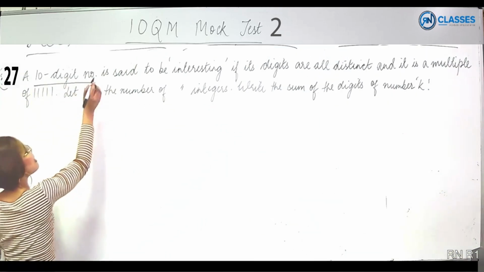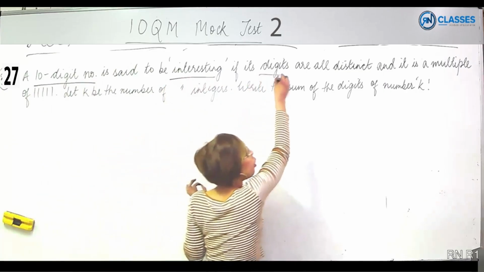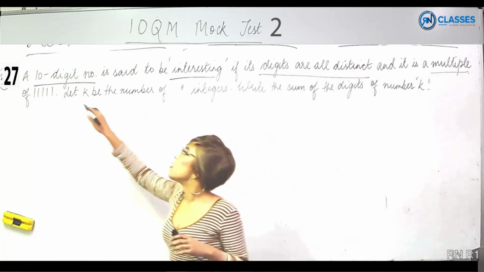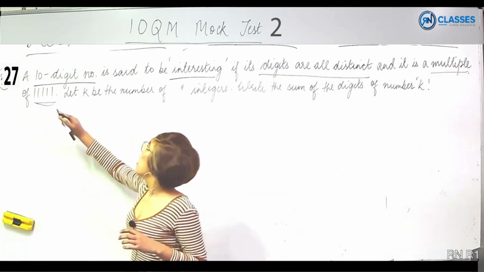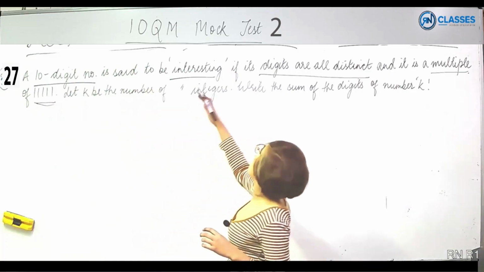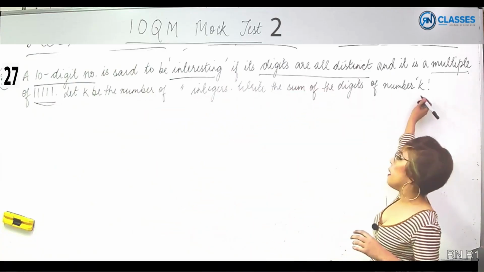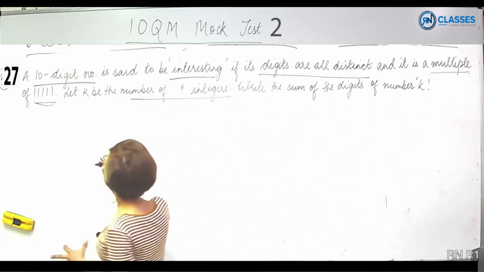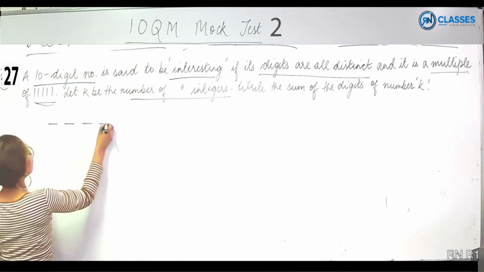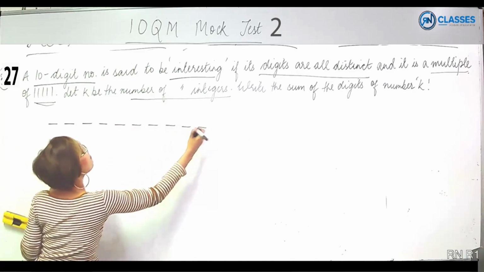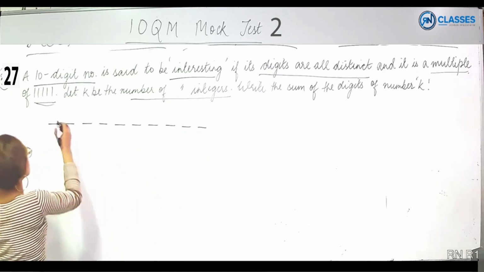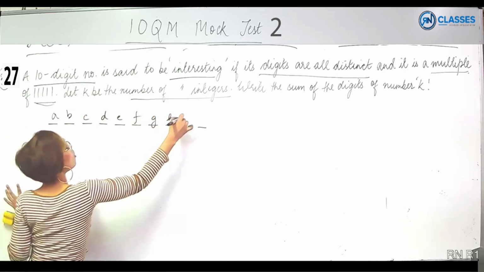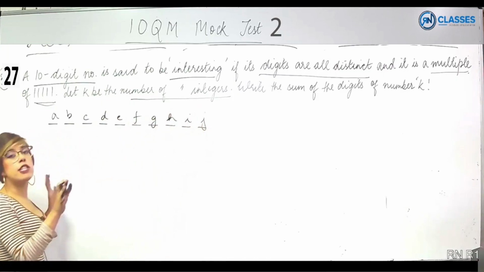Right? A 10-digit number is said to be interesting if its digits are all distinct and it is a multiple of 11,111. Let k be the number of interesting integers. Write the sum of the digits of number k. Basically, I need to find the number of interesting numbers. Now, an interesting number is a 10-digit number. So 1, 2, 3, 4, 5, 6, 7, 8, 9, 10. And its digits are all distinct. So A, B, C, D, E, F, G, H, I, J, so that I can see that all the digits are distinct.